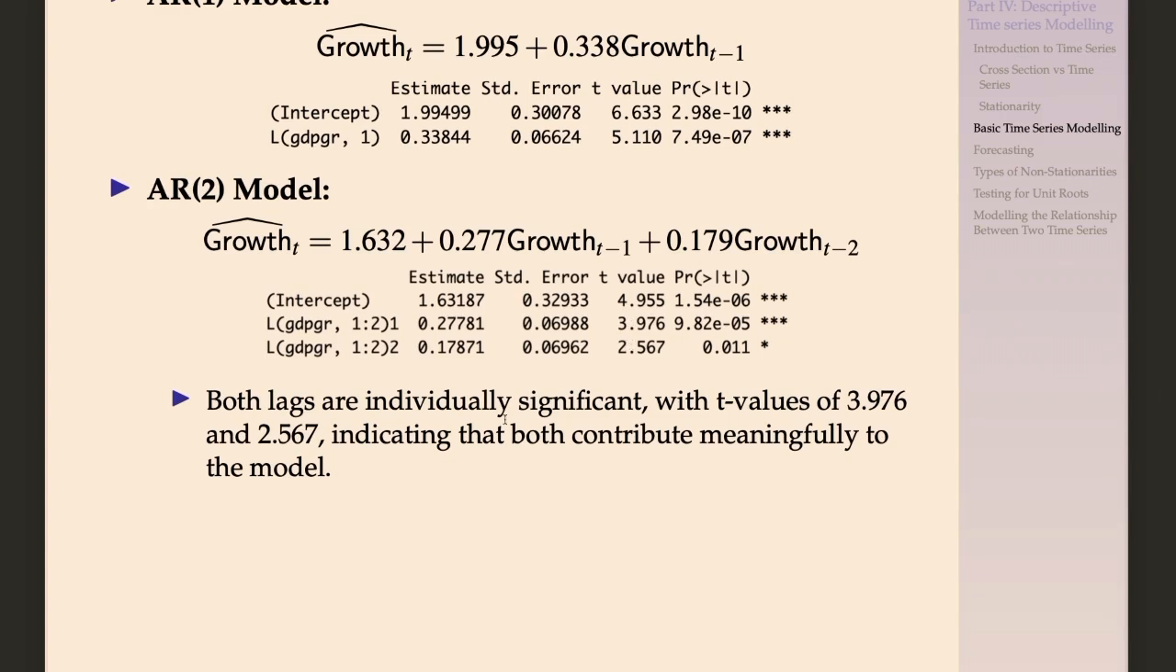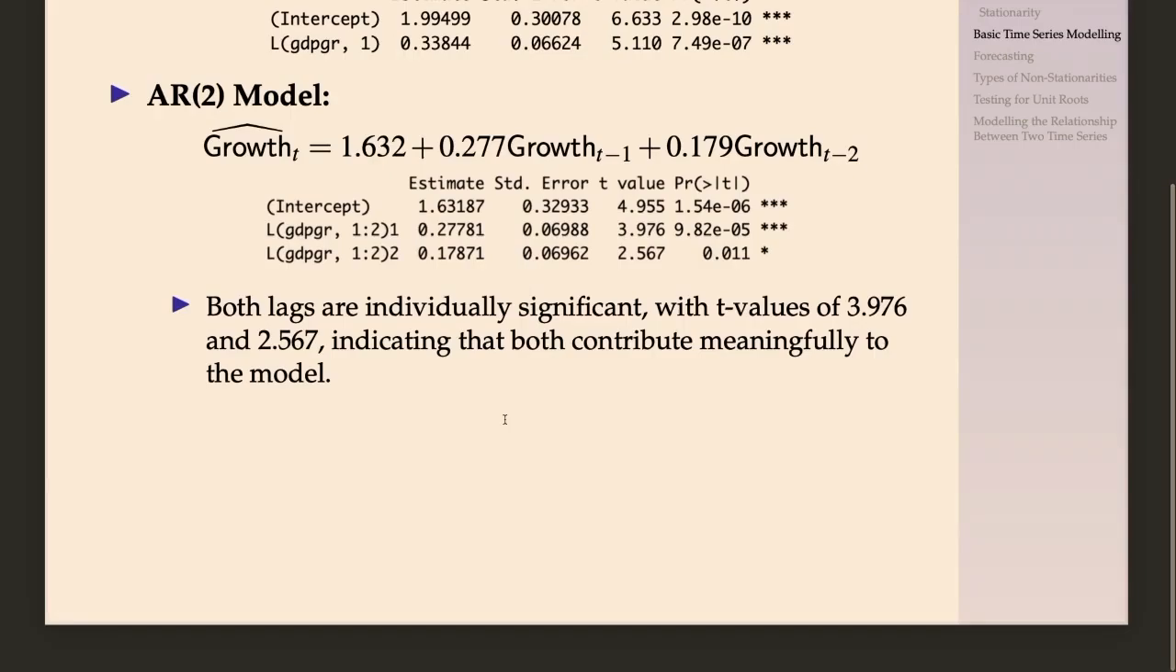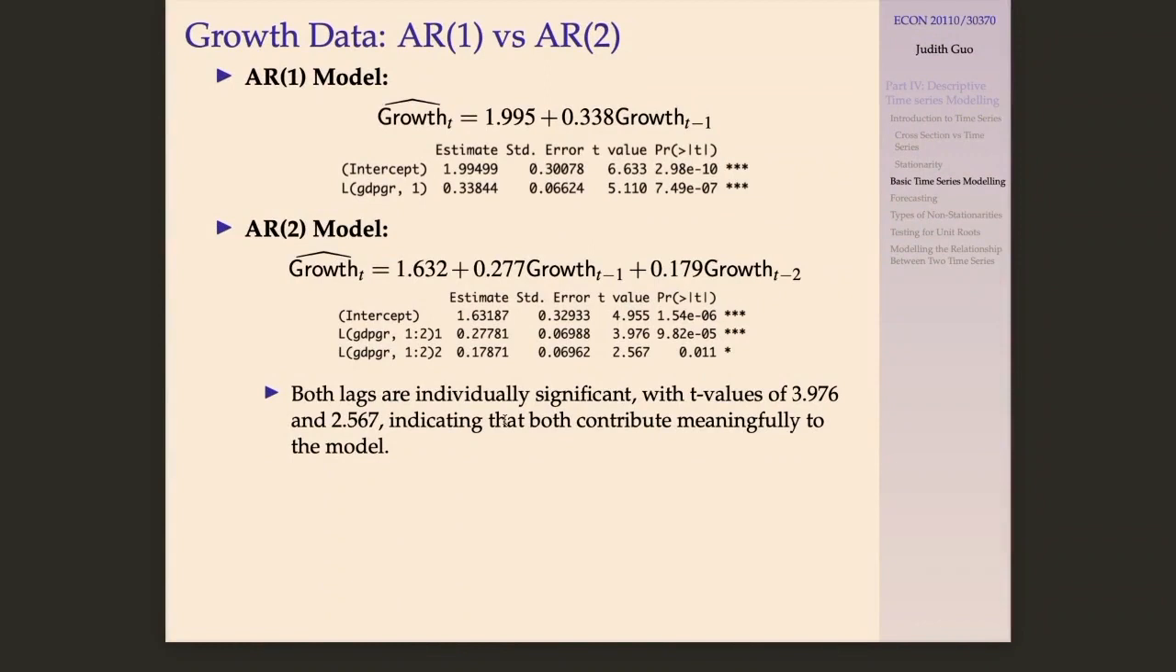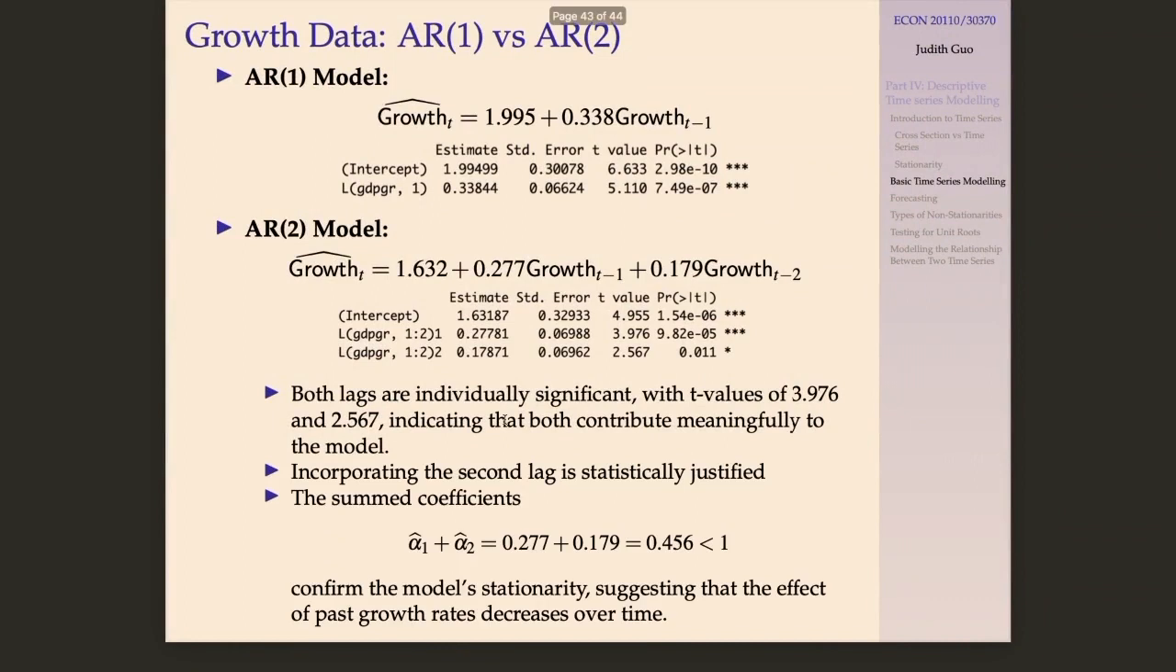Basically, the statistically significant second lag further supports that this AR2 model is actually useful in describing the underlying pattern. So incorporating the second lag is statistically justified. We can also see that if we sum the estimated coefficients, the two slopes, the sum is roughly 0.45. That is still well below 1, which further confirms the stationarity of the underlying time series. That suggests the past observation has diminishing influence as time passes.